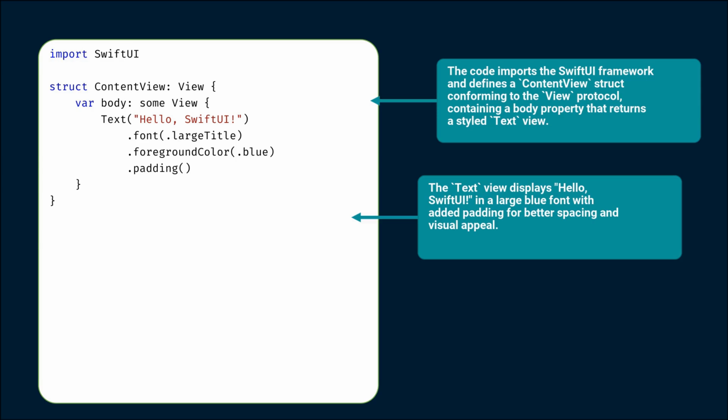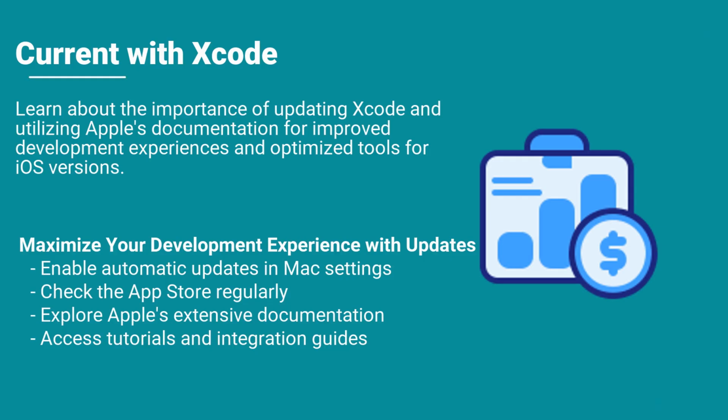Before we wrap up, let's make sure you're comfortable with the latest updates for Xcode. Apple frequently rolls out updates, and these come packed with new features, bug fixes, and performance improvements. So it's a great practice to check the App Store every now and then, or even better, enable automatic updates in your Mac settings. Staying current will not only enhance your development experience, but also keep your tools optimized for the latest iOS versions.